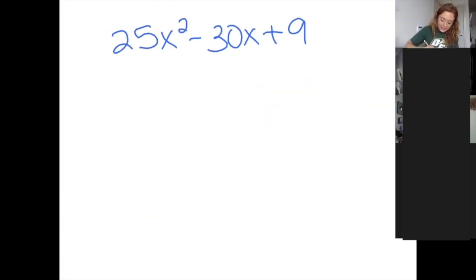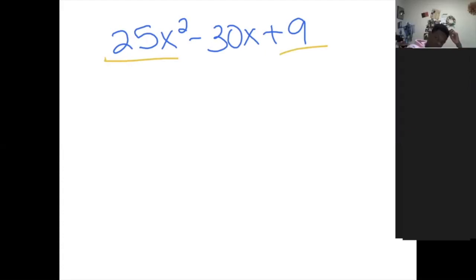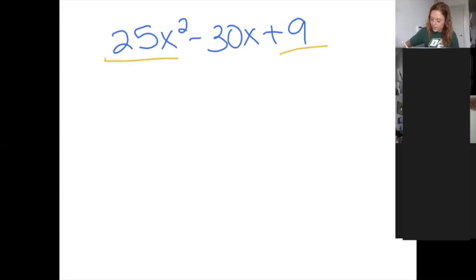Okay? Is 25 a perfect square? Yes, it is on my list of perfect squares. Is 9 a perfect square? Yes, it is on my list of perfect squares. Is that 9 positive? Yes, so we have our shortcut. So we open up our parentheses. Oh, this is easy. And then the square root of 25x squared would be what? 5x.